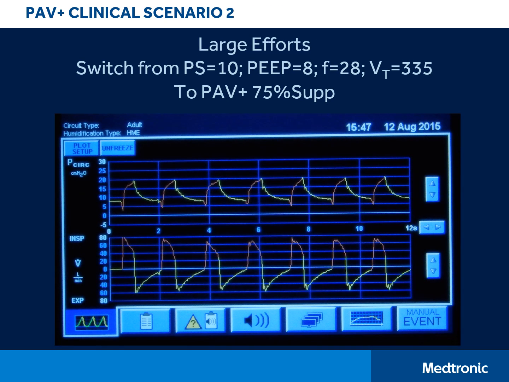In this scenario, we have a moderately distressed patient that appears to be making strong respiratory efforts. Because the patient is already looking distressed, a clinician may decide to try to transition to PAV at 75% support instead of 50%.